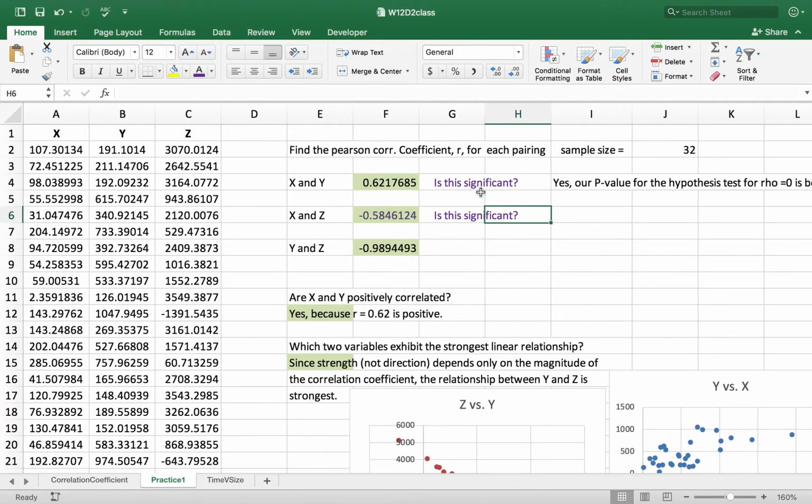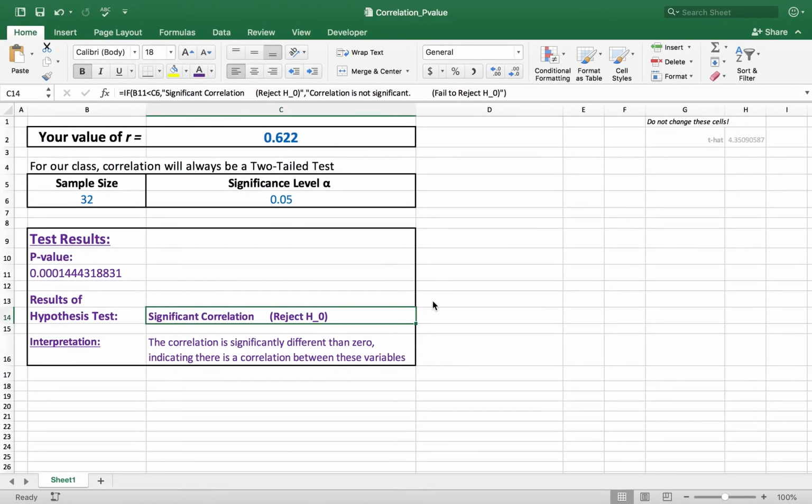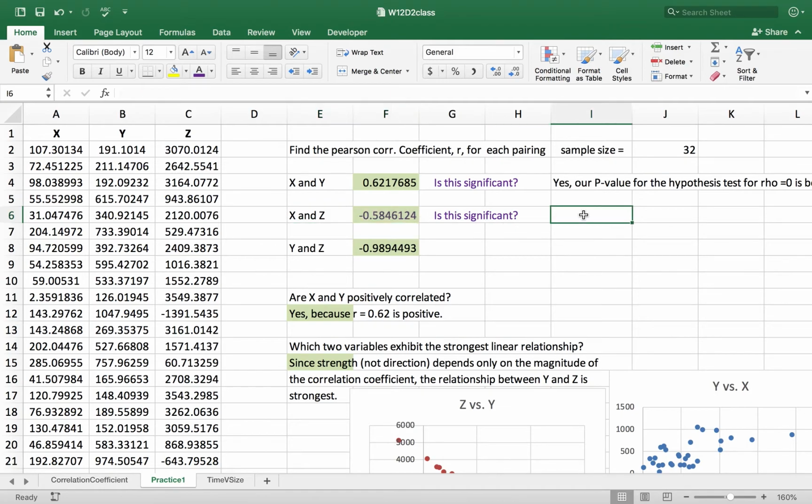Okay, so what I want you to do next is now take a look at the relationship between x and z. Use your sheet over here, update whatever you need to update, and write out a nice conclusion for whether x and z, the correlation between them is significant. All right, so pause the video and do that.